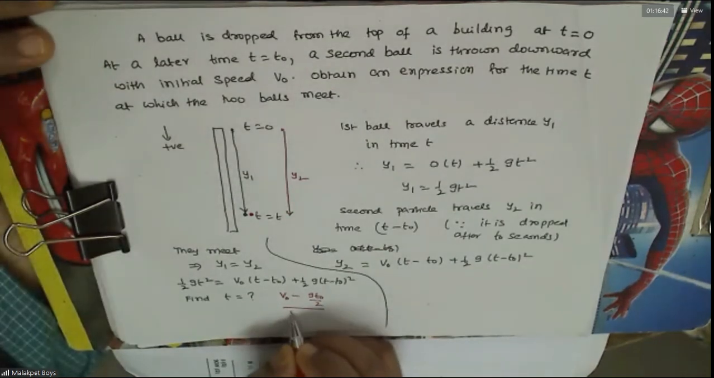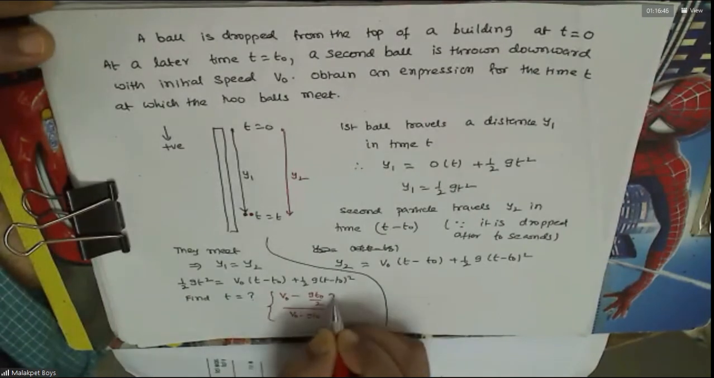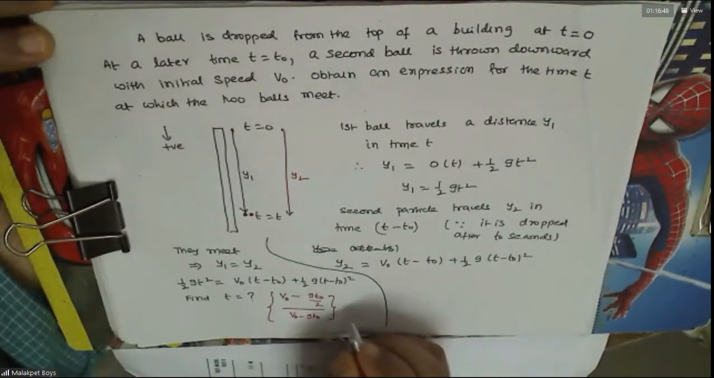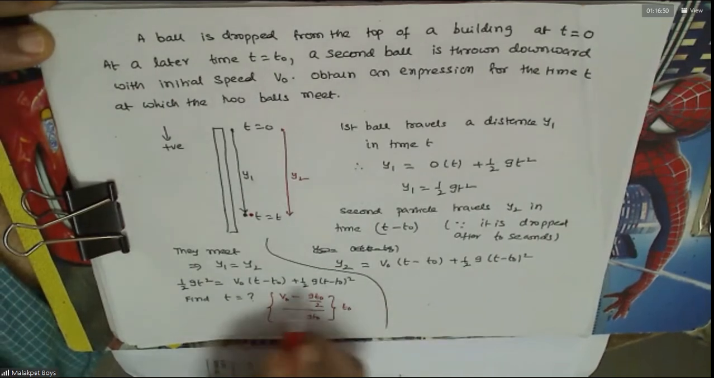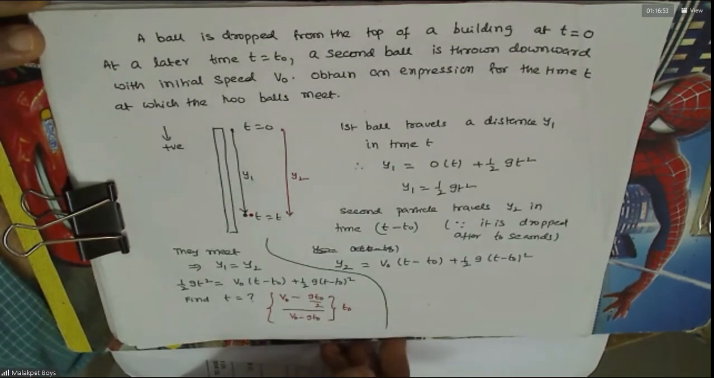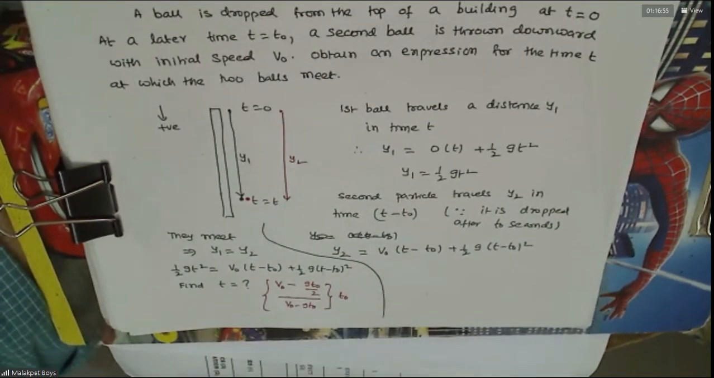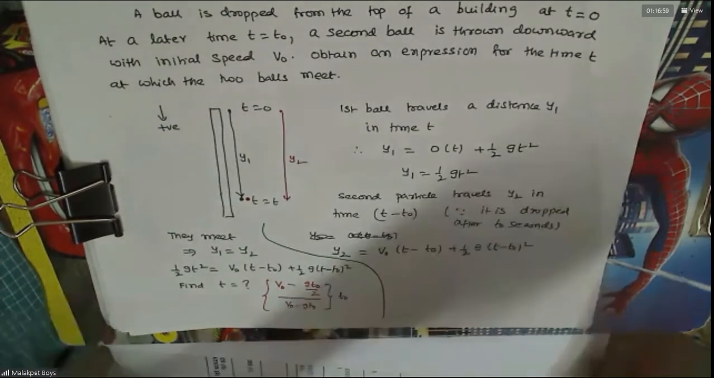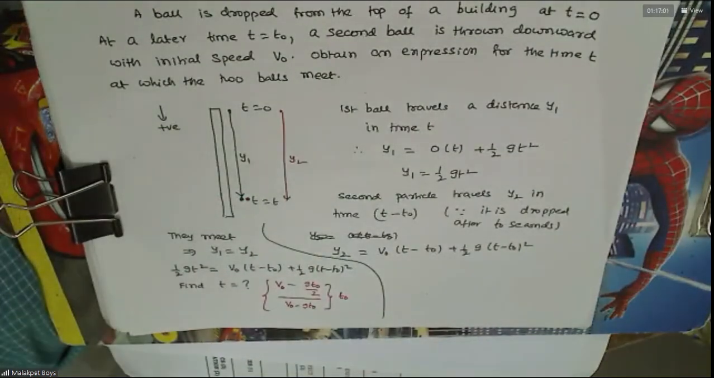If you simplify this, you will get this. You know how to find t, no? Algebra, you know, no? School algebra. Yes, sir. So note down this. You can simplify slowly. Leave some space. Understood the method now? Yes, sir.